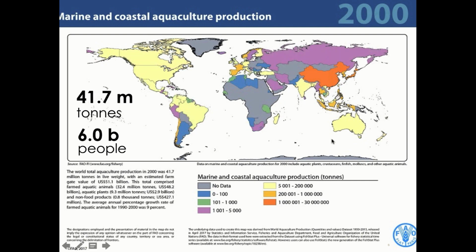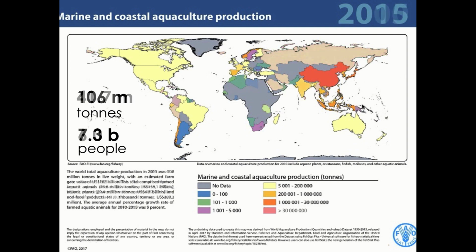And in the year 2000, now we have 6 billion people on Earth. We have 41.7 million tons of seafood being produced by aquaculture, and again, it's clearly well represented in Asian countries. And now in 2015, once again we go to another level. We have a red color that we didn't have before, which is over 30 million tons. And we now have in total 106 million tons production and 7.3 billion people. So now we can clearly see that the biggest production is in Asia.